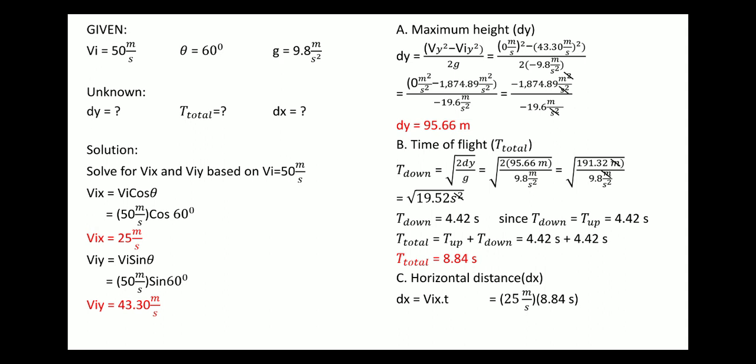So as you can see, in the formula, we were going to use VIX. So that is the reason why we compute VIX and VIY, that has cosine and sine theta. So VIX is 25 and then the time that we computed is 8.84 seconds. Cancel second. 25 times 8.84 is equal to 221 meters.